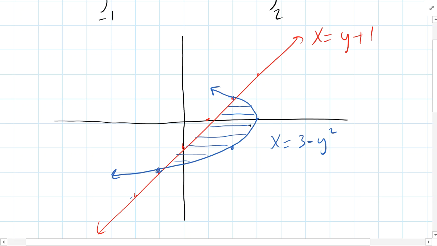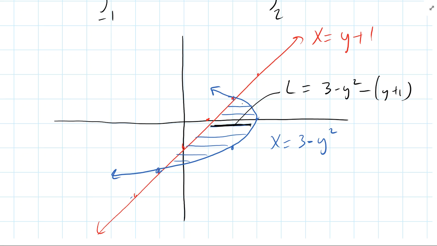This length right here, is it going to be 3? Hang on, let me write. That length is going to equal 3 minus y squared, which is the right curve, minus y plus 1, which is the left curve. If I always do the rightmost number minus the leftmost number, will I always get a positive length? I'm getting a value that's more positive minus a number that's less positive, so I will always have a positive number. Isn't that amazing? So in this method, I always want right minus left.